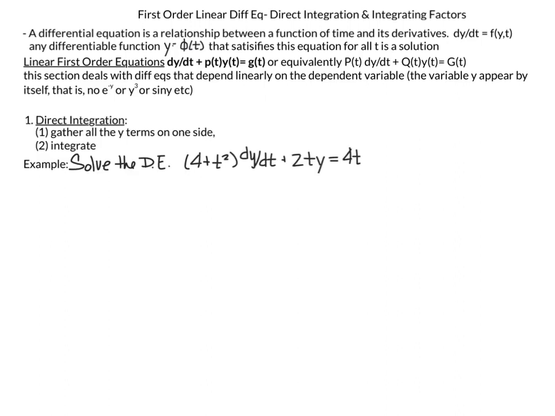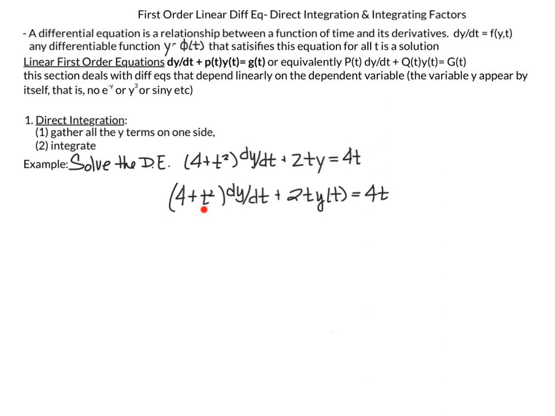Our first example is to solve the differential equation (4 plus t squared) dy/dt plus 2y equals 4t. I often like to rewrite my y as y of t just to remind myself that it is a function of t, especially once I start to integrate. But I'm going to look back here and verify that this is a linear first order equation. Well, first, it is first order because you only have dy/dt. You don't have any second or third derivatives.